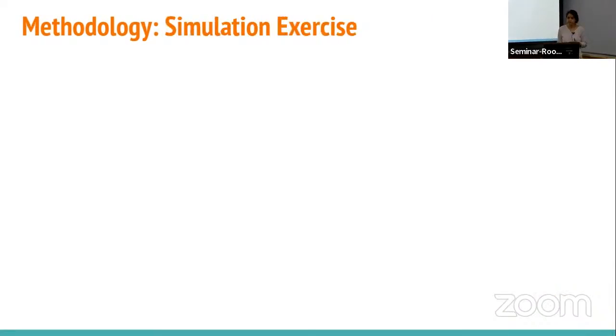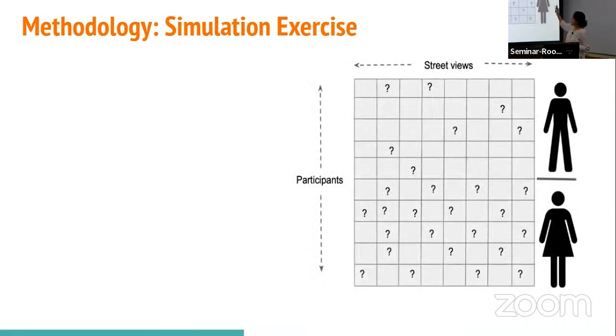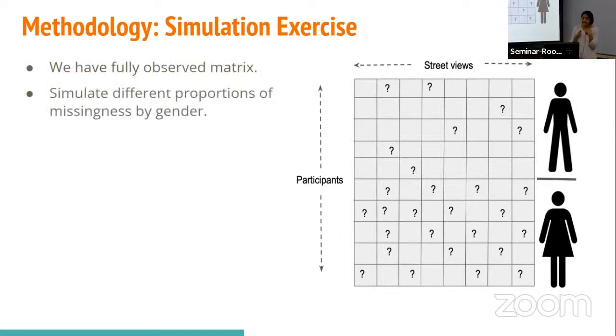So what did I do? I have a fully observed matrix, so there should be no question marks. But because I have that fully observed matrix, I can simulate situations where I am not seeing enough women's data and I'm not seeing enough men's data, right? I simulate different proportions of missingness by gender.